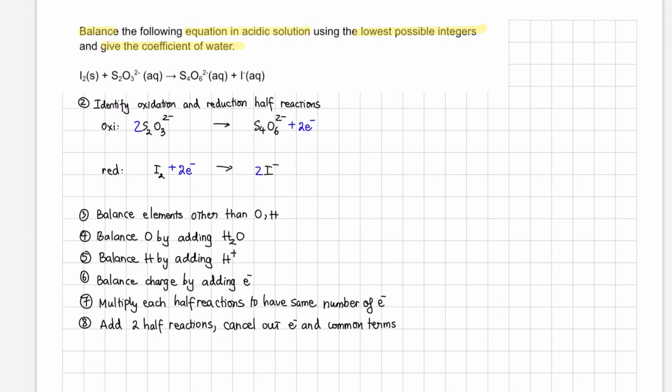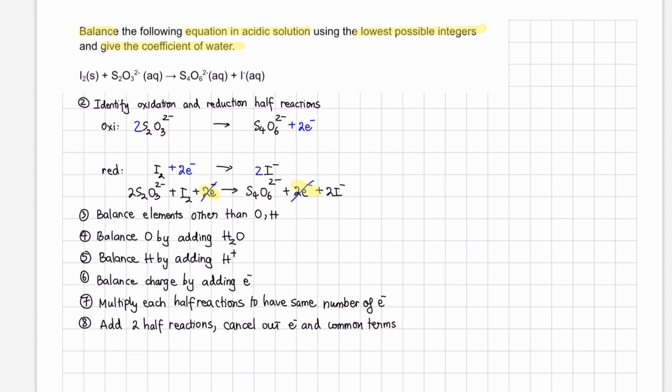So now we come to the last step, which is to add the 2 reactions together and cancel out the electrons as well as any other common terms. So now we just need to add the oxidation half with the reduction half, reactants together and products together. And that's going to be 2 S2O3 2 minus plus I2 plus 2 electrons producing S4O6 2 minus plus 2 electrons plus 2I minus. So, like I said, we can cancel out the electrons. But other than that, there's no other common terms on both sides. So that will be it for us.